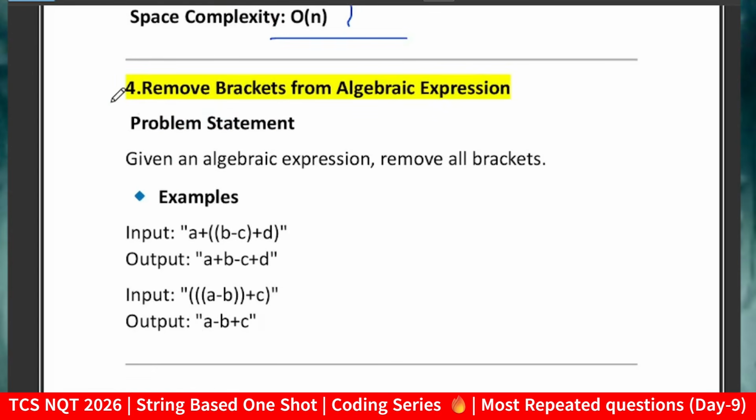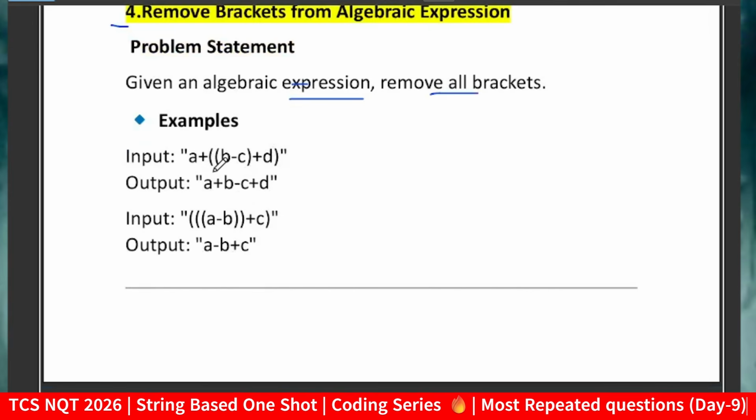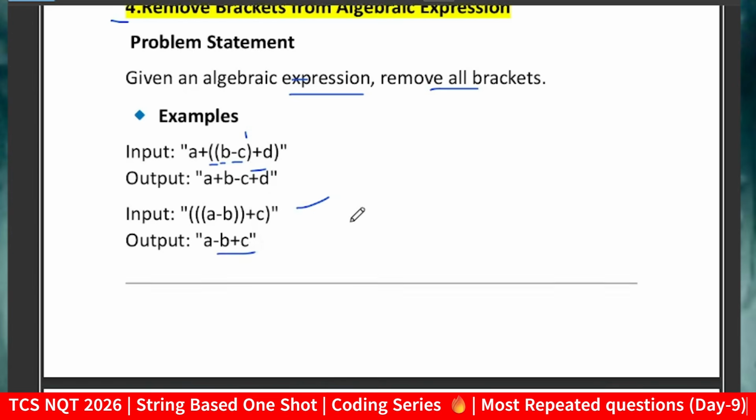Coming to the next question, question number 4, remove brackets from an algebraic expression. This is also a quite repeated question in the NQT exam. What the question is asking is, you have been given an algebraic expression, and you have to remove all the brackets present there. For example, if we take the input a plus, then parenthesis, double parenthesis, b plus b minus c, then closing parenthesis plus d, and so on, you have to remove all those brackets in the string. So this will be your input and you will get the result like this.